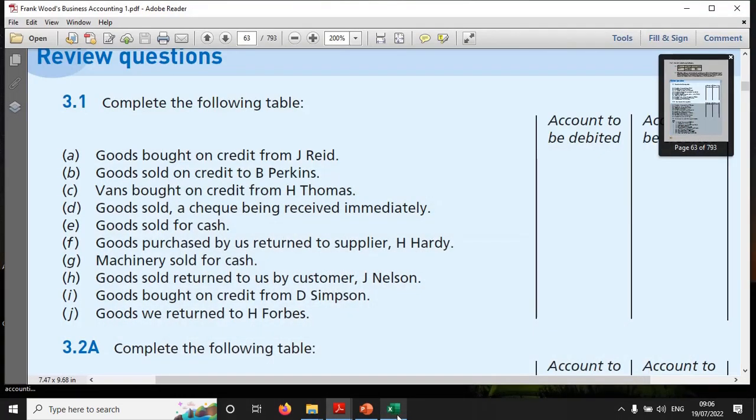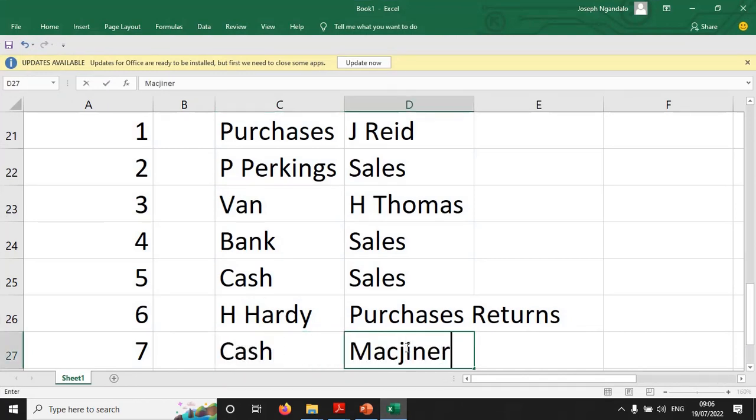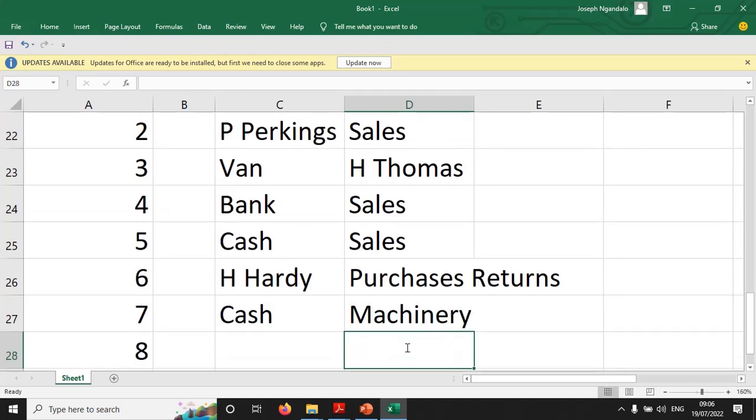Machinery sold for cash. Simple. What is happening to your cash? Cash is what? Increasing, eh? Then machinery is doing what? Reducing. When assets reduce, what do we do? We credit. But somebody would say that the machinery account is giving away. All right, next. I'm almost there. You write what you can see there.